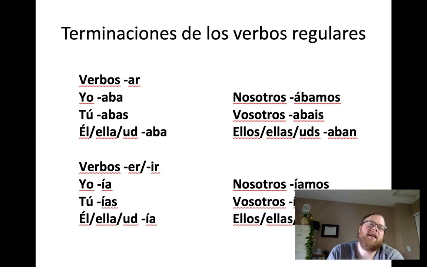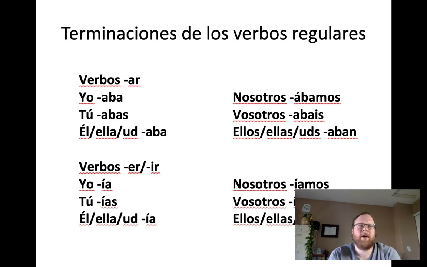We also want to take note that there actually is no difference in the conjugation between the yo and the él/ella/usted form in either of them. So for that, we're really going to depend on context, or we may include the subject pronoun. But that's just one more thing to be aware of. So those are the endings we're going to apply.